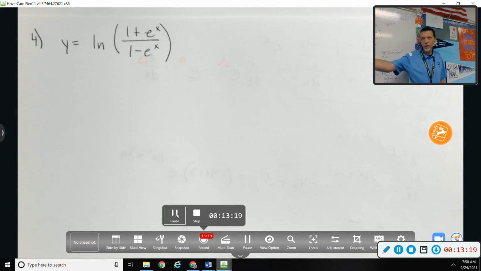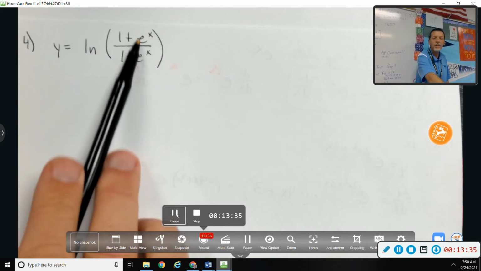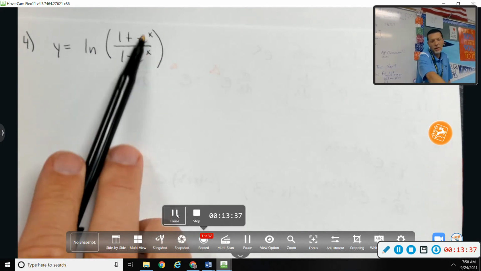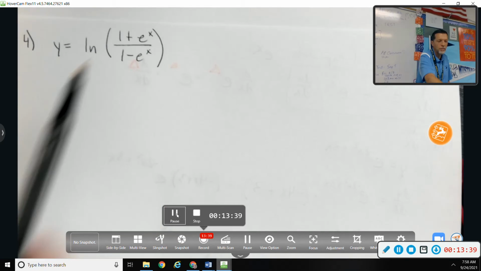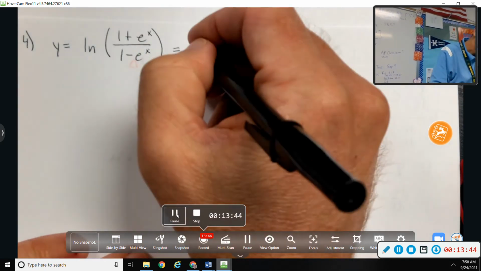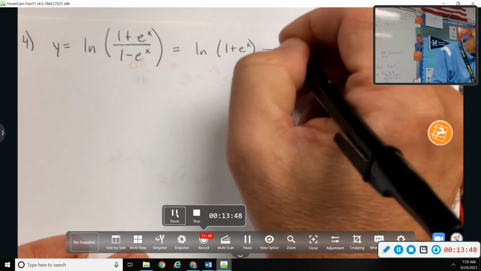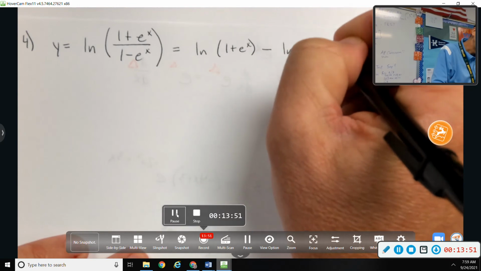So maybe quotient rule, although we think there may be a way around it. What else? Yeah, I can do some algebra on that. And even after I do algebra, I still need to know the natural log rule and the e to the x rule. And maybe quotient or algebra. Now, we'd rather do algebra than quotient. So let's do algebra first. So natural log of 1 plus e to the x minus natural log of 1 minus e to the x.